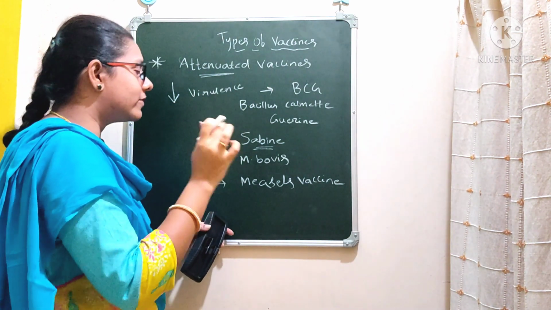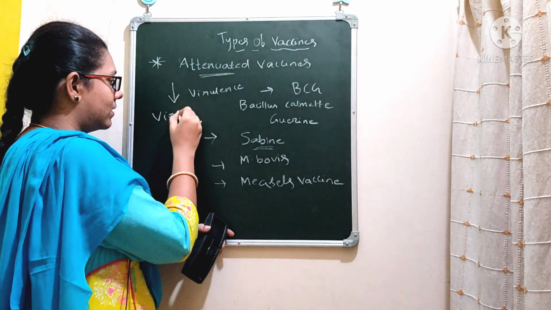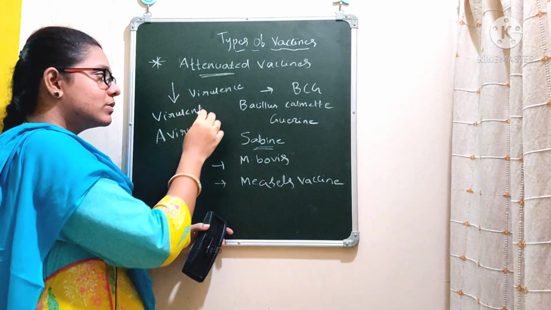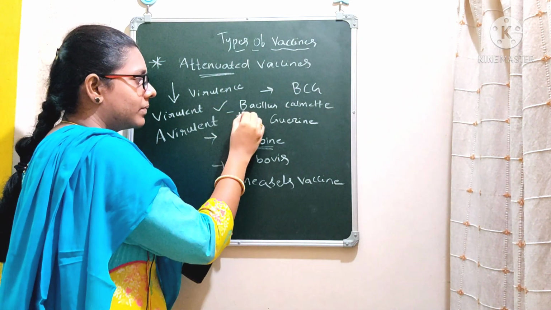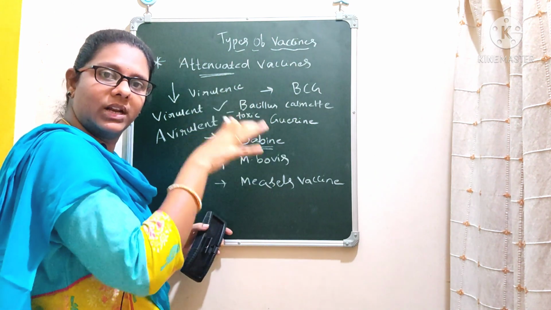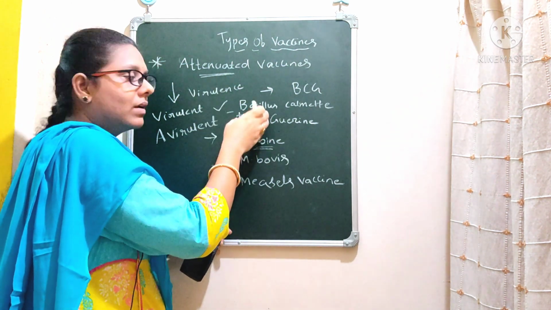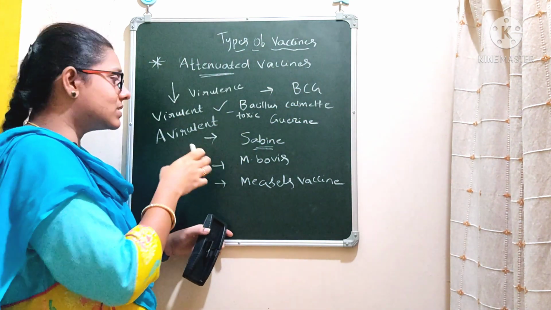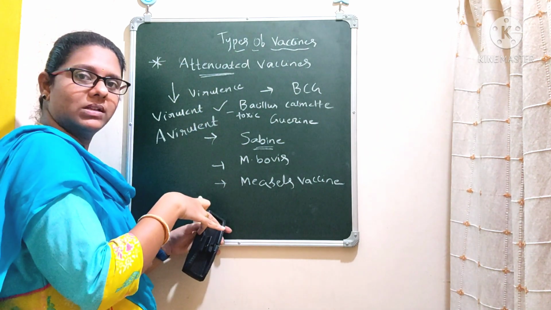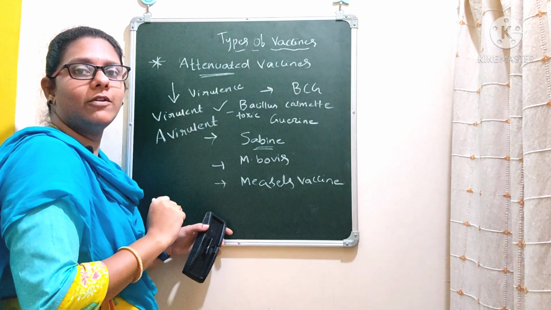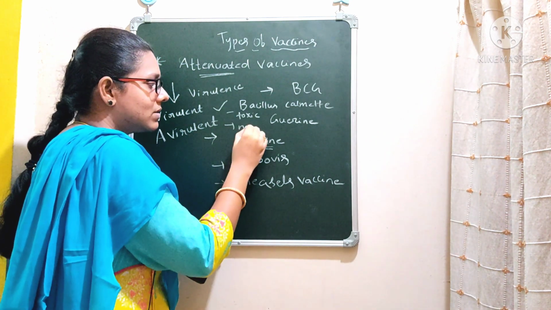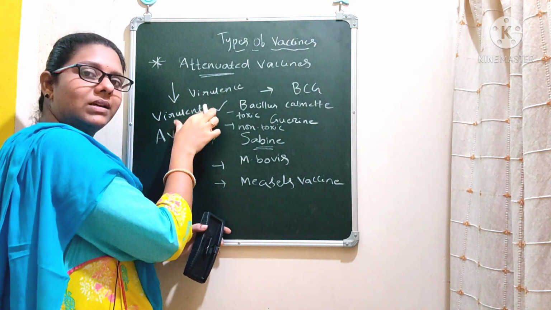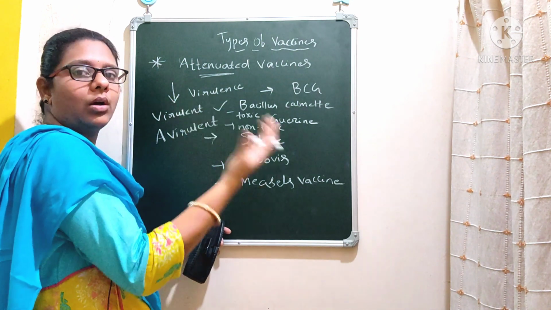Here you need to know the difference between virulent and avirulent, right? So virulent means toxic. If a strain is virulent, it is toxic to the cell. That means it is going to cause infection in a human being. If a strain is avirulent, that means if we decrease the virulence, it is no longer capable of causing infection. We can call it non-toxic. So hope you are clear with virulent and avirulent. Virulent means it is toxic. Avirulent means it is non-toxic.